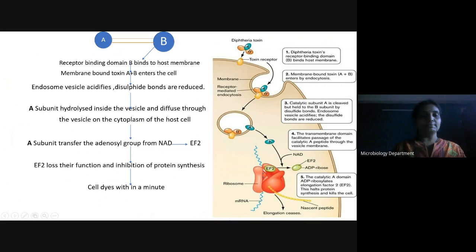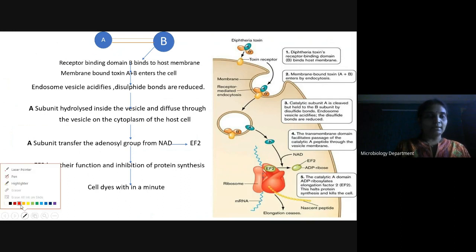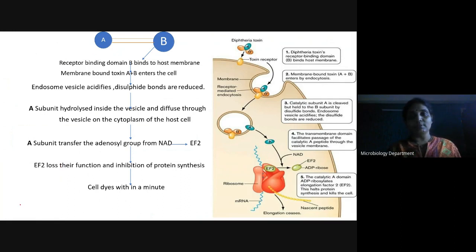We can see in this picture that diphtheria toxin is an AB exotoxin, and the A subunit is mainly responsible for the toxicity. When the B subunit attaches to the host cell membrane toxin receptor, the A subunit enters the host cell. It is engulfed by the host cell membrane, and endosome formation takes place. This endosome acidifies and the A subunit is released into the cytoplasm of the host cell.